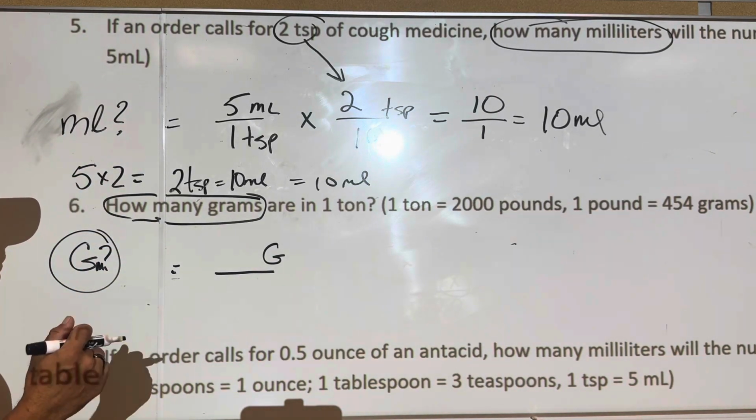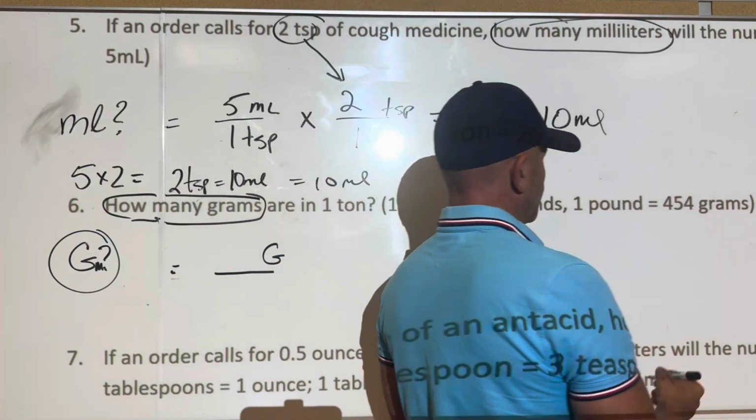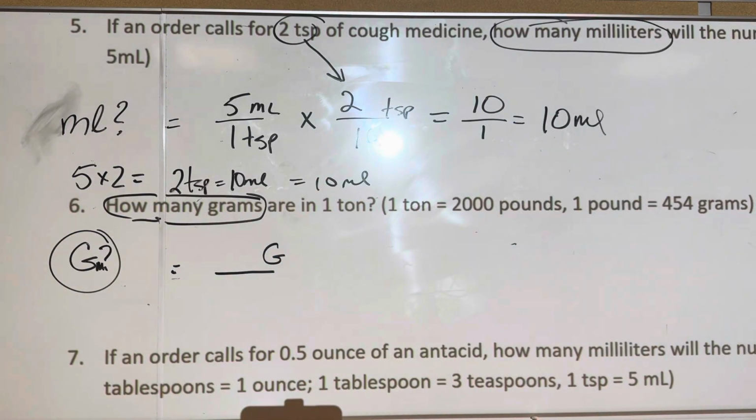So we're looking for how many grams. Well, we got to go over here and look. So they gave us 450 grams, what equals 1 pound.